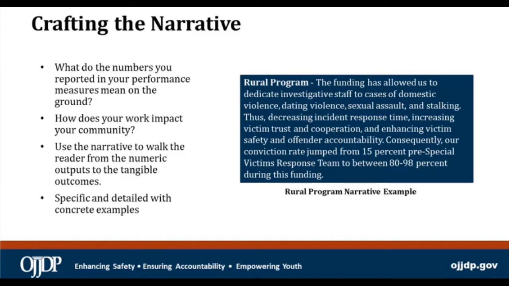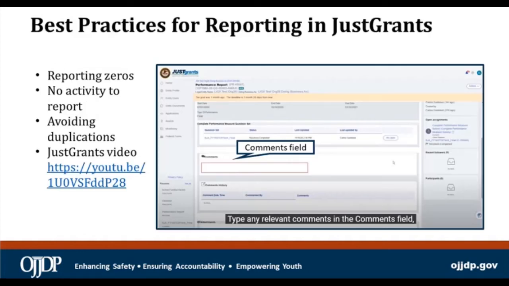Let's discuss best practices for reporting in Just Grants. Common issues arise since you're required to respond to every question. When reporting zeros, if a measure does not apply, you can enter a 0 value and then add an explanation by selecting the comments field. A brief description, such as we are still in our planning period, or there was no activity during the reporting cycle, are acceptable responses in Just Grants.